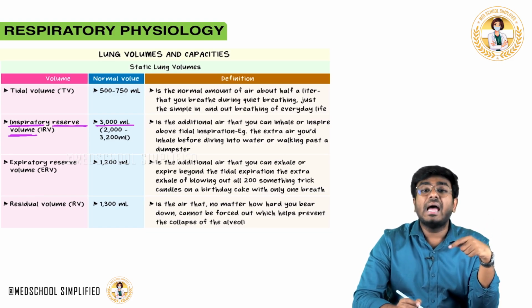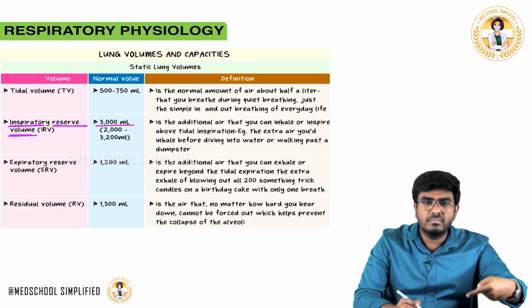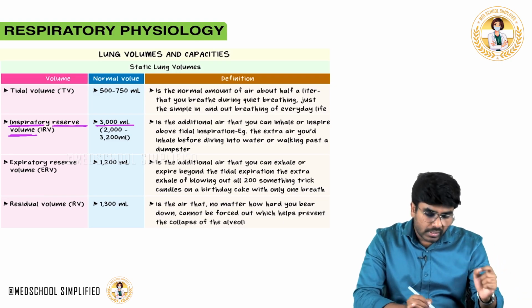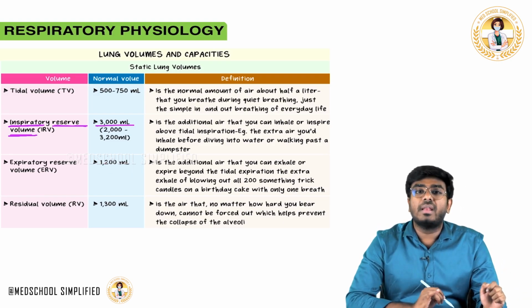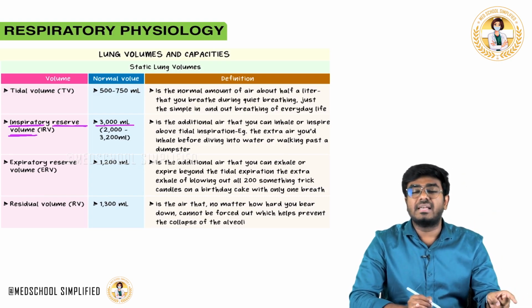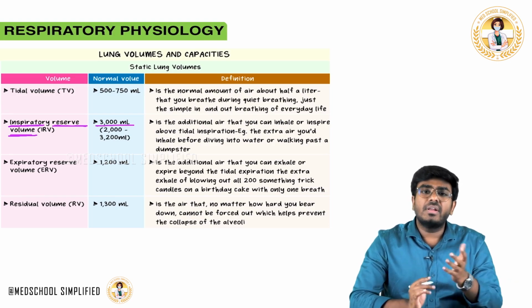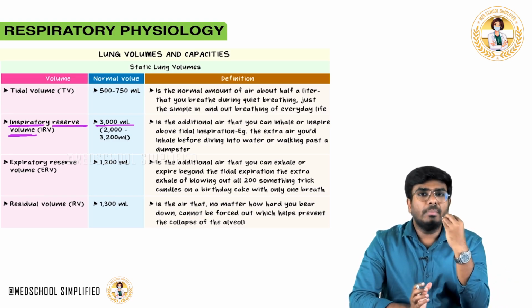But with effort, I can take extra air out of my lungs, something like this. So this extra air that's coming out apart from tidal volume is called expiratory reserve volume. I can blow out extra air, for example, when I am blowing balloons.